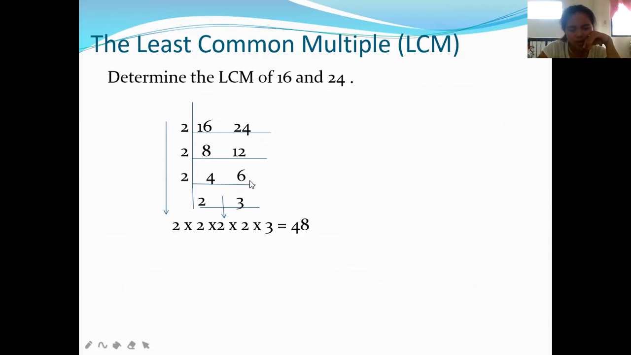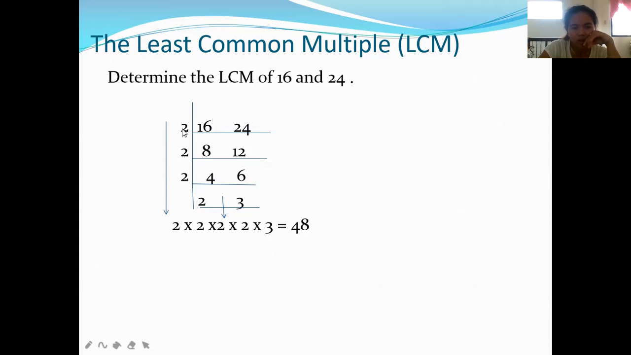4 and 6 are divisible by 2 again. 4 divided by 2 is 2. Then 6 divided by 2 is 3. Okay? So for the GCF, we bring down only the divisors at the side, right? But for the LCM, we bring down the divisors at the side and also the remaining numbers here. Then we multiply them all.